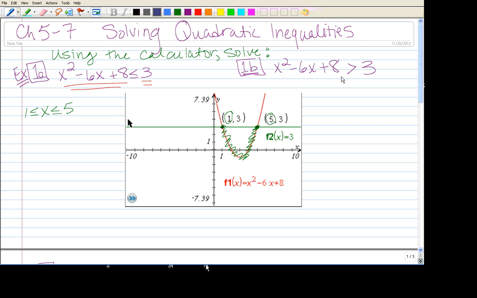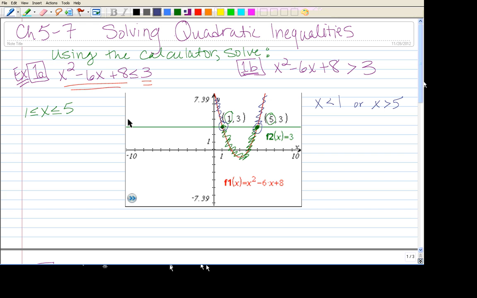Whereas on this other one, we're looking for where it is greater than 3. That's this part up here. And here it's not an equal to sign, it's just a greater than sign, so we're not going to include the actual points, just everything up until those points. So this is going off towards negative infinity, so we'll have all of the x values that are less than 1, or all of the x values that are greater than 5.